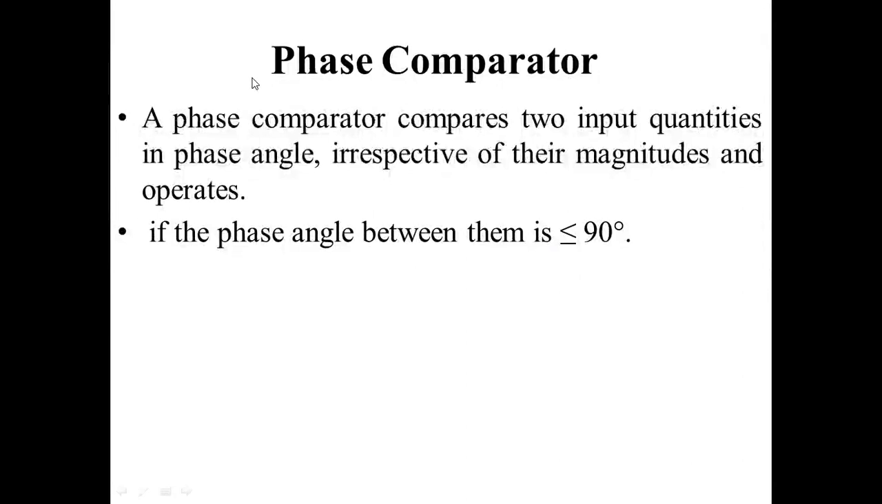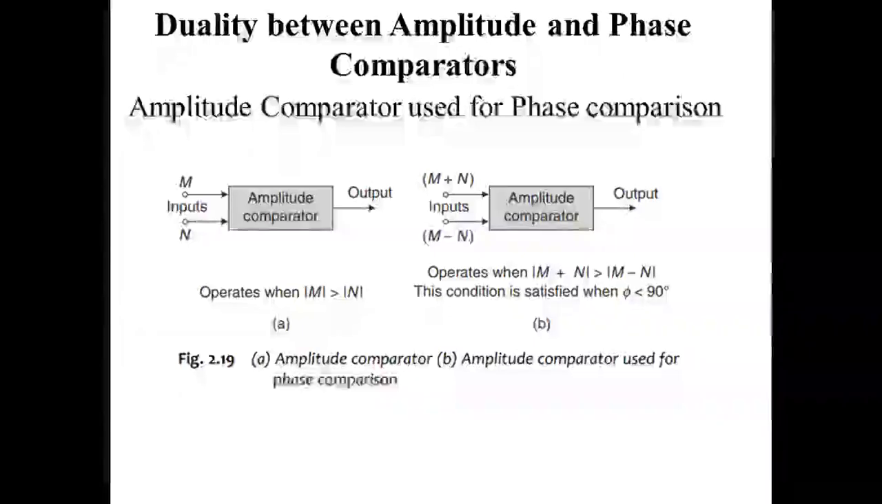As per the definition, in the amplitude comparator we only measure the amplitude irrespective of phase, and in the phase comparator we only measure or compare phase irrespective of magnitude. But in other cases, there is the duality between amplitude and phase comparator.